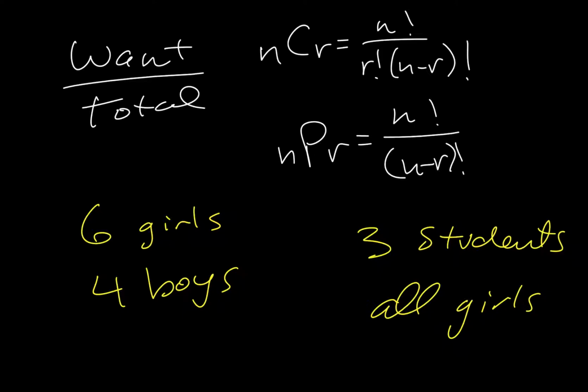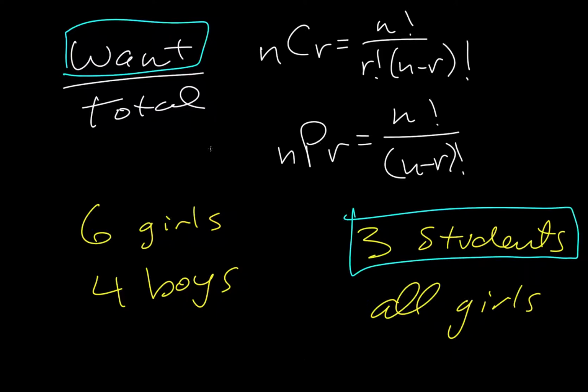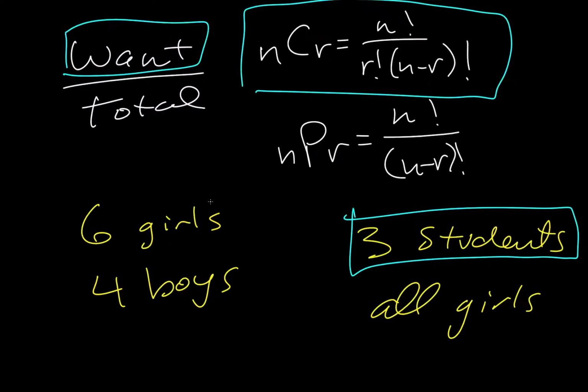Okay? So when we do this idea of what we want, in this case we want a committee of all girls. Now, since it's a committee, order doesn't matter, it's just any 3 students, not in a particular order, so we're going to use a combination to figure that out. So first, what we want is how many all-girl committees we could create. So we're only going to look at the girls. We're not going to look at the boys.